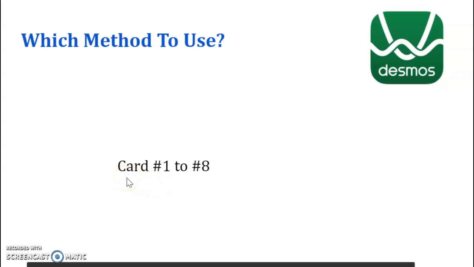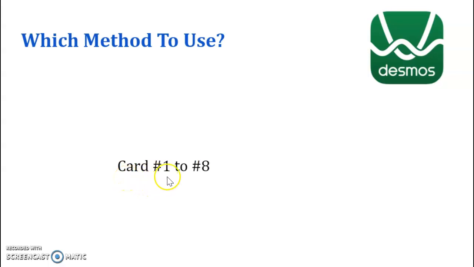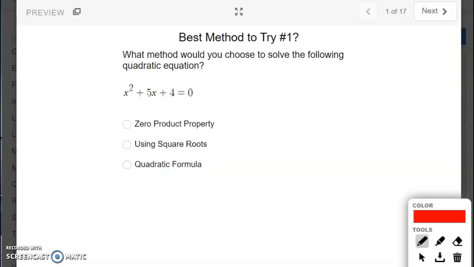So you are now going to be working on card number 1 to 8 of the Desmos activity. So card number 1, given this equation, which is the best method to use? Well, can we use zero product property? Can we factor this? Can we use square roots? Can we square root this? Is it in the form x squared is equal to some constant term? No, because we have the 5x here. So we cannot use square root. That's not possible. So we have a choice between zero product property, that is the factoring, or quadratic formula.